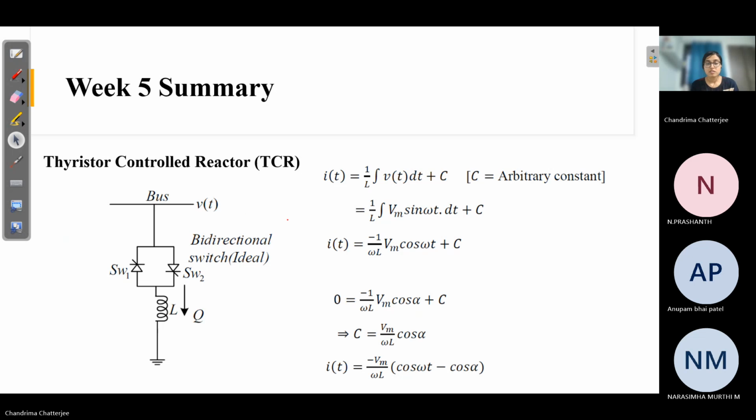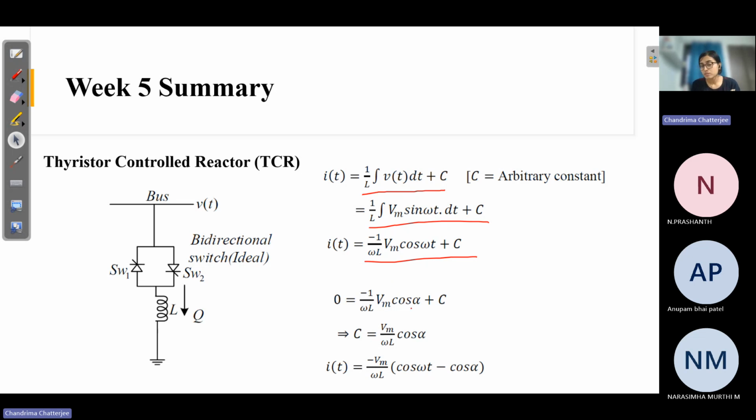Okay. So now we will derive the current expression. What is the current? The voltage was L di by dt. So for deriving the current, we need to integrate the voltage across the inductor. So we integrate 1 by L integral Vm sin omega t dt, and the expression we get is minus 1 by omega L Vm cos omega t plus c, where c is the integration constant.